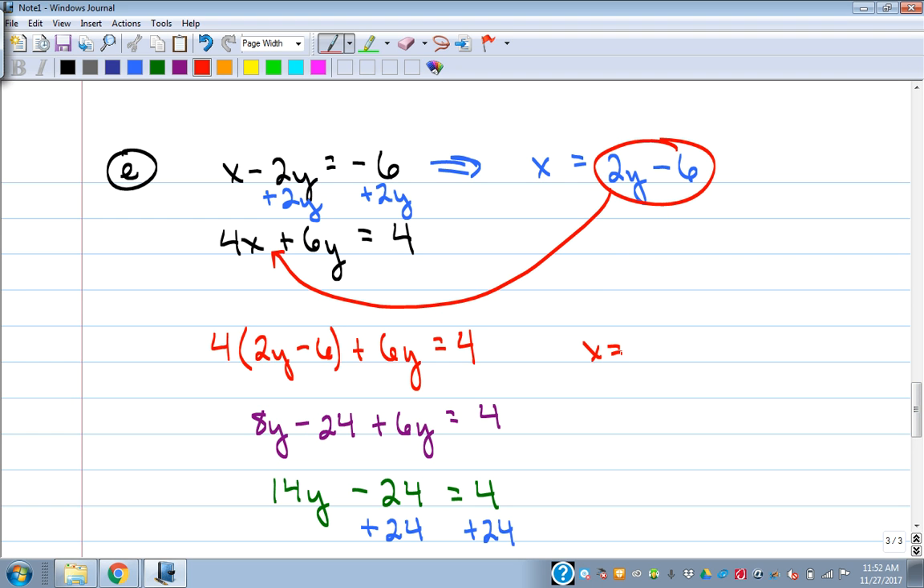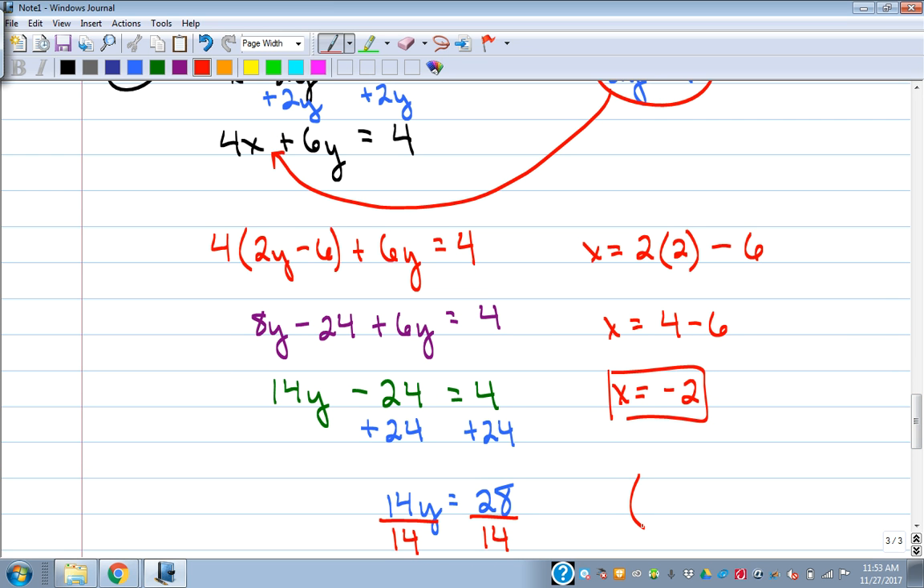So if I take the 2 that I got for y and replace y with it in that equation, 4 minus 6, x would be -2. The ordered pair, remember that's the answer we want. What's the ordered pair? (-2, 2). Remember, that's the answer that we want.